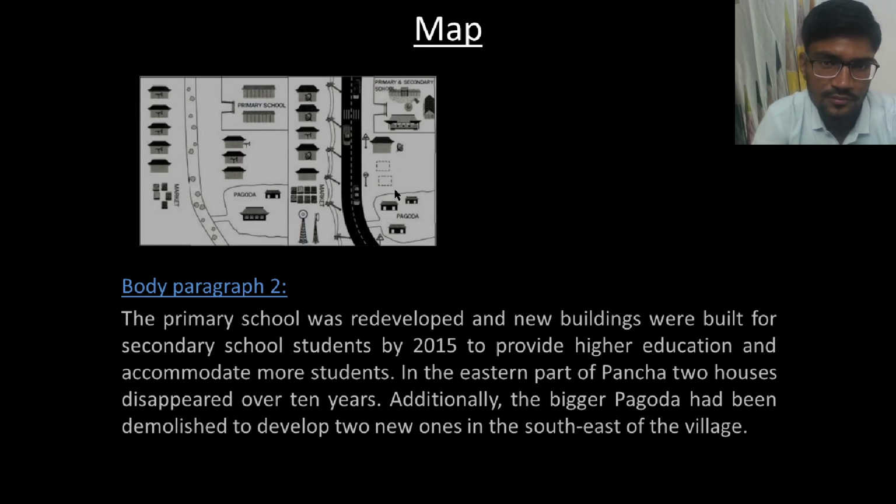It is also important that you write about things that changed, and I think this is an important change here, that 2 residential complexes or 2 houses disappeared over a period of 10 years. Additionally, the bigger pagoda had been demolished to develop 2 new ones in the southeast of the village. You can see this is the southeast region, and there were 2 pagodas in 2005, and in 2015 one was demolished and 2 new small pagodas were erected, replacing the old one.